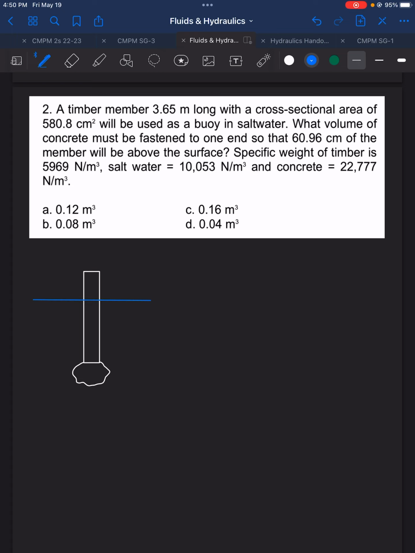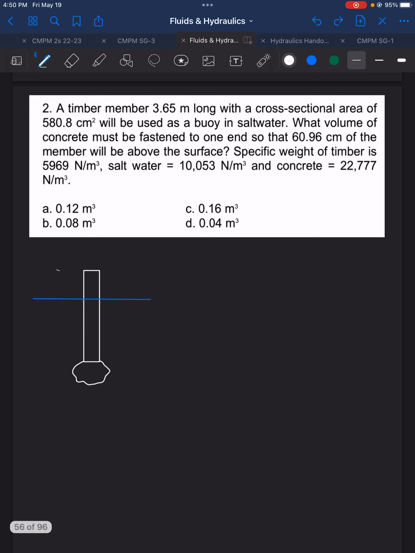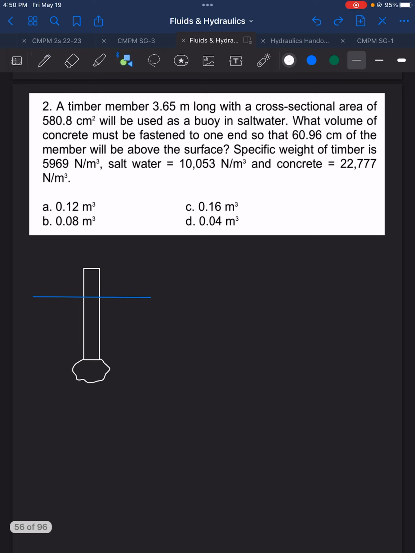And the timber is 3.65 meter long. So that is 3.65 meters. And then the area here, the area is equal to 580.8 square centimeter, and we can convert that into square meters.